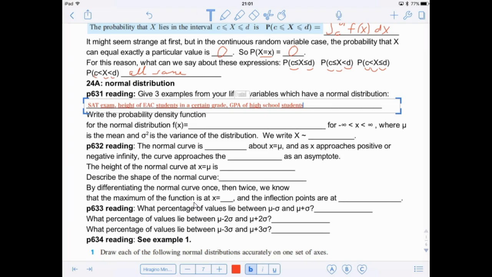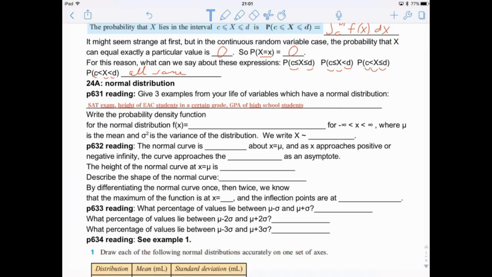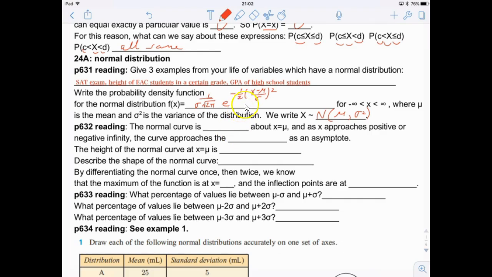Write the probability density function for the normal distribution. Here is the variable x, that's the random variable x. So you can see that it is an exponential function, but instead of just being a regular exponential function, it's an exponential function with a squared variable. So it's not going to look like a typical exponential function. We're going to see what it looks like later.